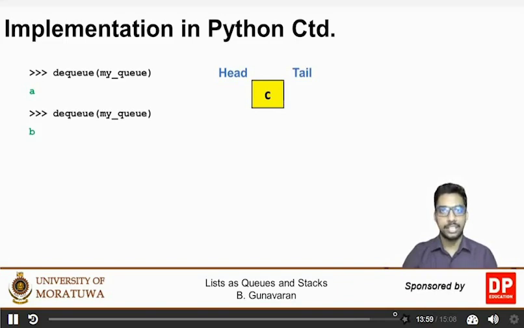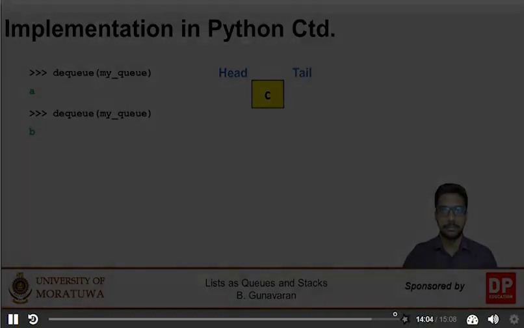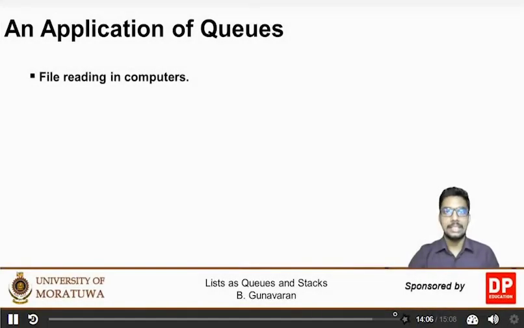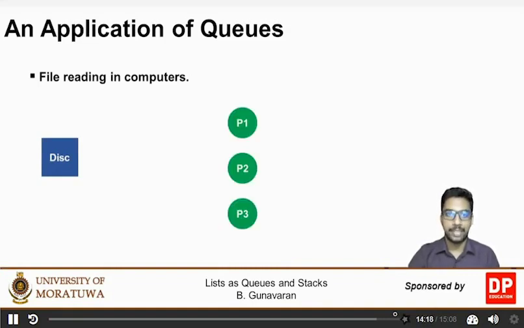I believe you are clear at this point how to implement a queue using the list data structure in Python. Let us look at an application of queues, which is file reading in computers. Consider a scenario where we have several files stored in a disk. There are 3 programs running in parallel, and they need to access multiple files. However, our hard disk can read only one file at a time. Hence, what it does is, it keeps a queue where all the incoming requests are stored.